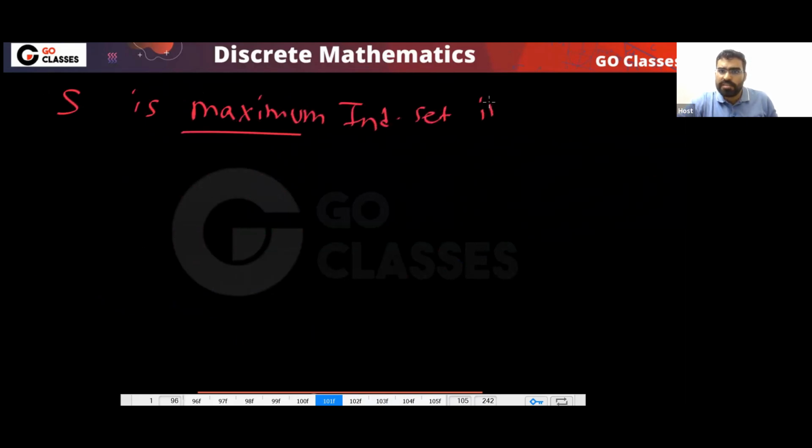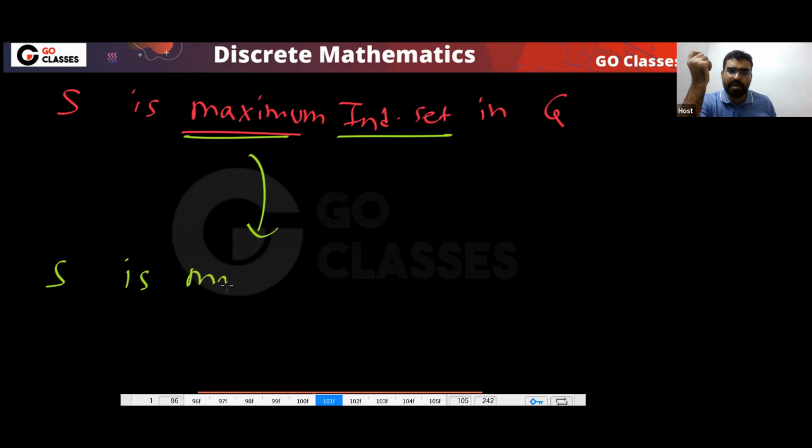So finally, if you tell me one thing: let's assume you have S, and S is a maximum independent set in G. Then tell me what it will become in G complement. This S is a maximum independent set, so it will be a clique. This will be the maximum clique in G complement.